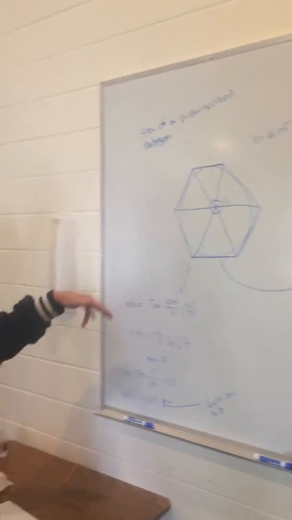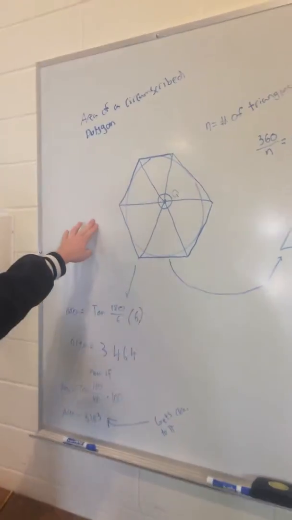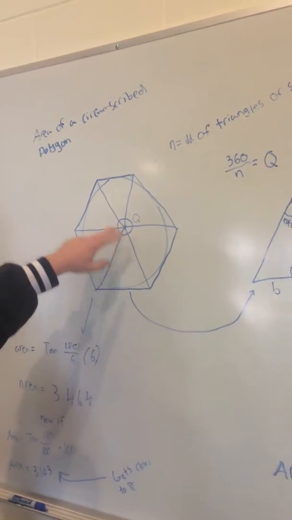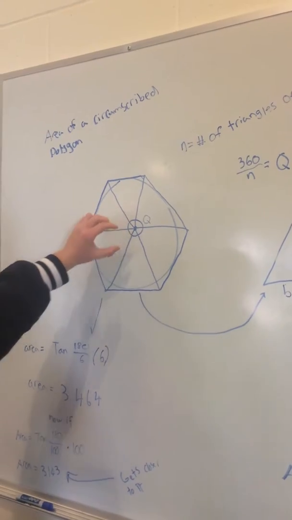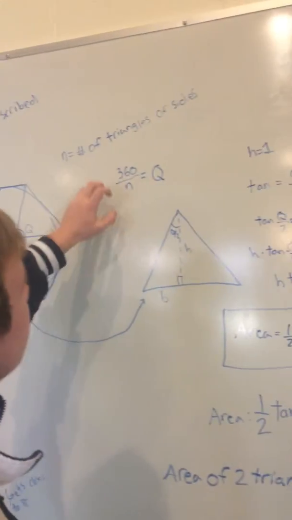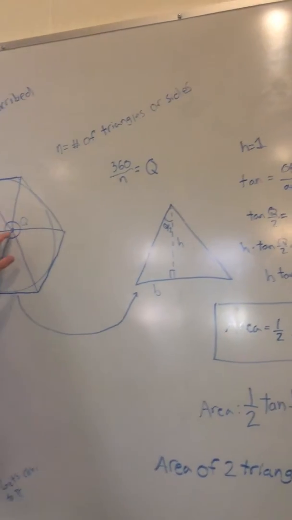Alright, so today I'm going to explain how to find the area of a circumscribed polygon. So first off, Q is 360 degrees because it's a circle. And to find Q, you divide 360 by the number of sides, and that gives you Q of a triangle.